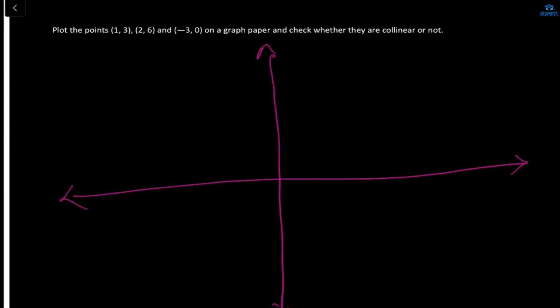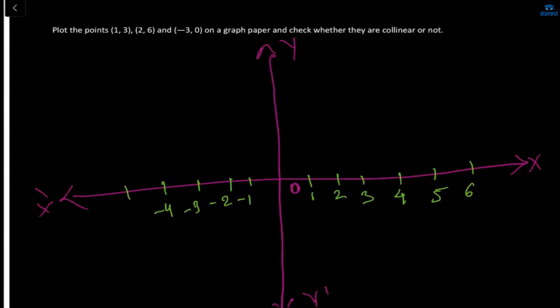Let me copy the question. Plot the points (1, 3), (2, 6), (-3, 0). Now you can see the points are very small, so we can take very small values, like 1 cube is equal to 1 unit. That is sufficient because the maximum value that we need here is 6, and that can be adjusted on a graph paper. I am drawing a graph here. This is always (0, 0), with x, x dash, y, y dash. Now, how many points do I need? 1, 2, 3, -1, -2, -3, -4, 5, -6, with 1 cube equal to 1 unit.